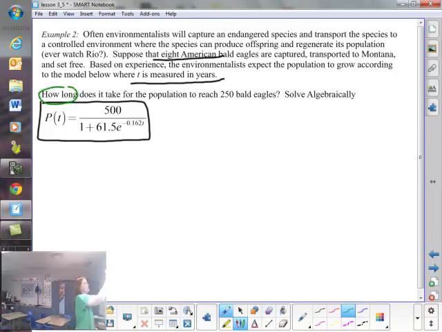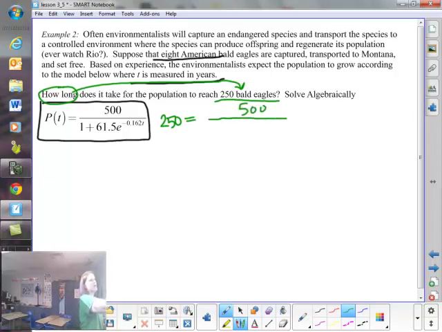Be good readers. You might have to read these problems more than once, and that's okay. How long to reach 250 bald eagles? 250 is a population, so I'm going to plug it into my population number. And I'm still going to have my model with my 500 divided by 1 plus 61.5 e raised to the negative 0.162 times t. Be careful with your t's. They're going to look like pluses. You might want to put a little cursive tail on them.